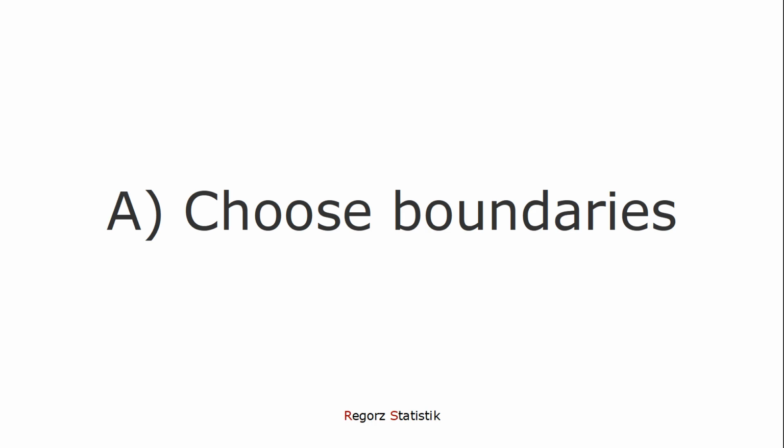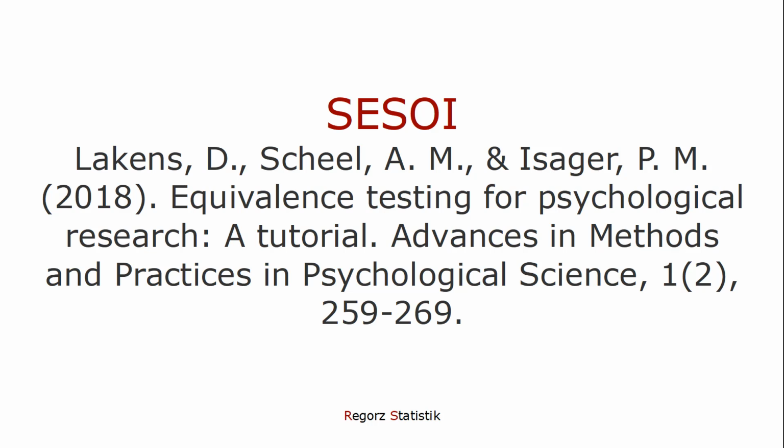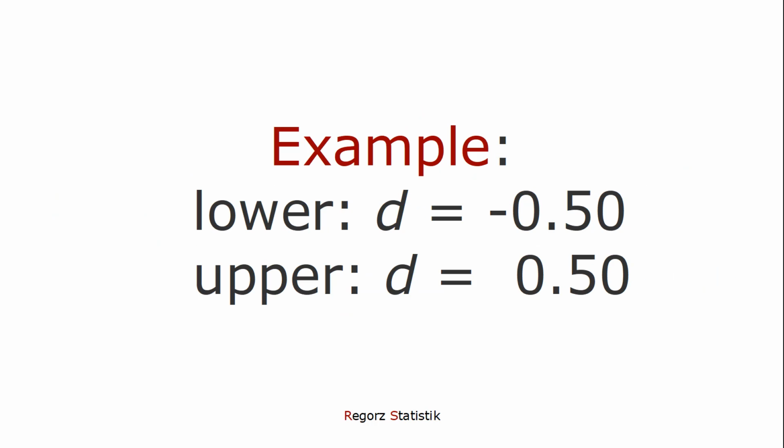If we want to do an equivalence test in SPSS, we start with choosing our boundaries, and we do that by deciding what's the smallest effect size of interest. That depends on your research question. In this paper by Lakens, Scheel and Isager, the authors present several different approaches to decide what's your smallest effect size of interest. You'll find a link to this paper in the description of this video. For our example, let's assume we've decided that our boundaries are minus 0.5 and plus 0.5 for Cohen's d.